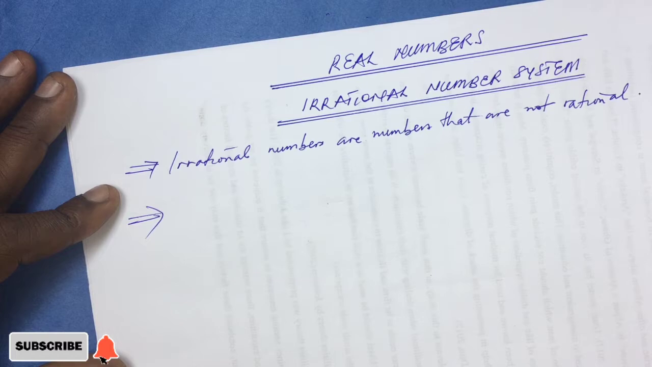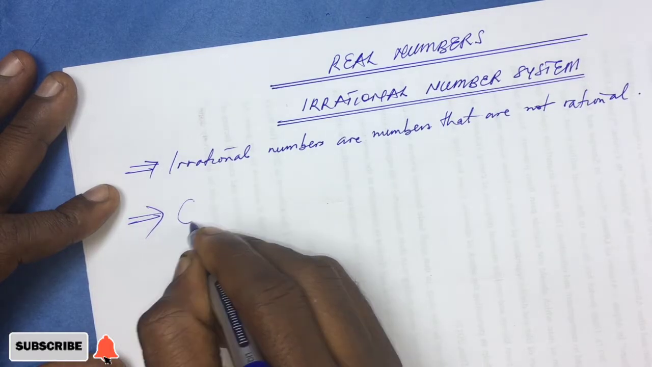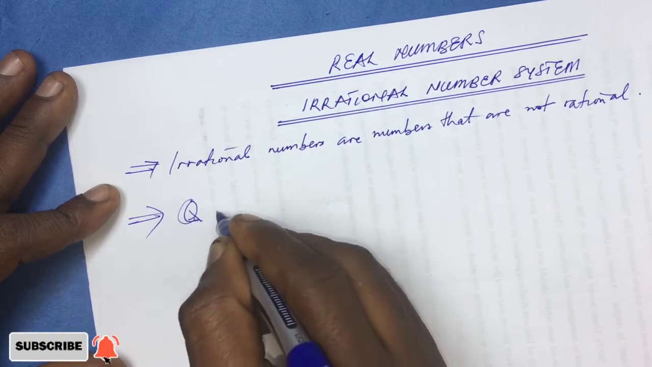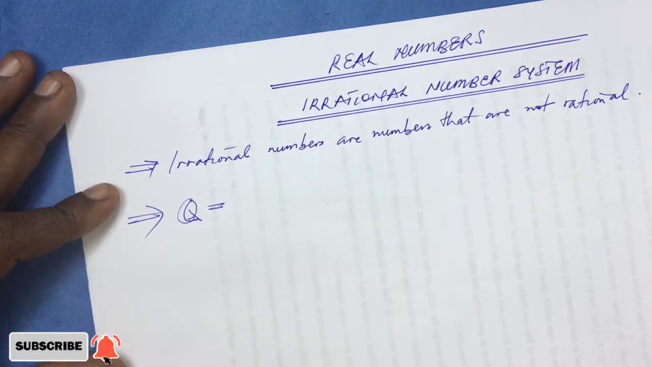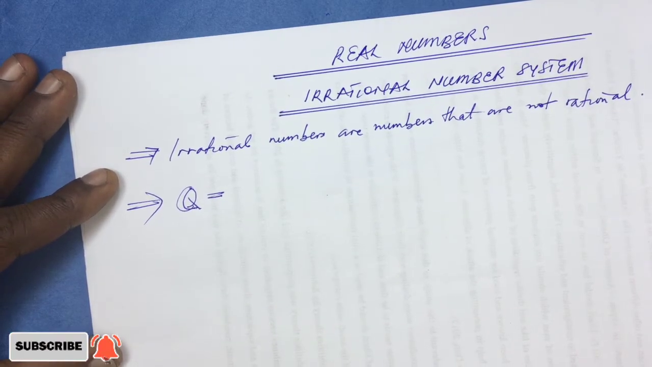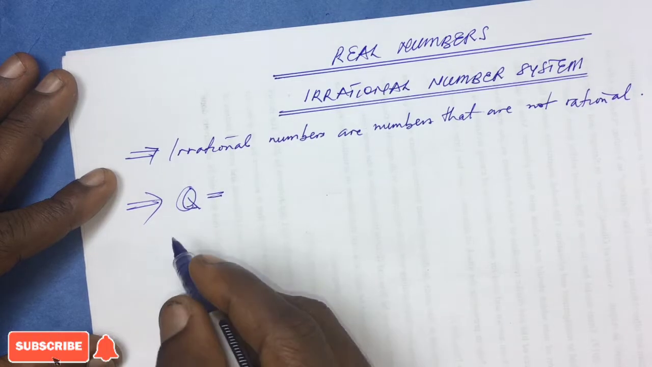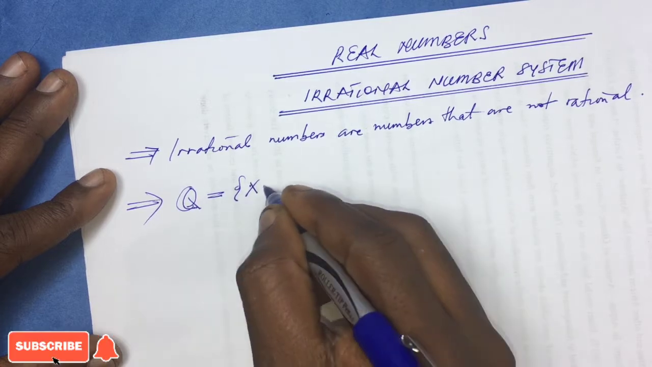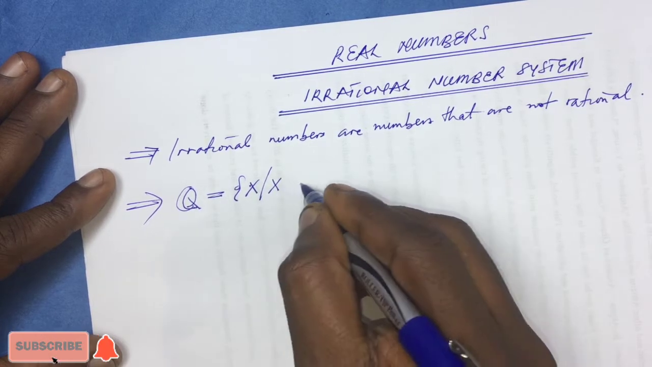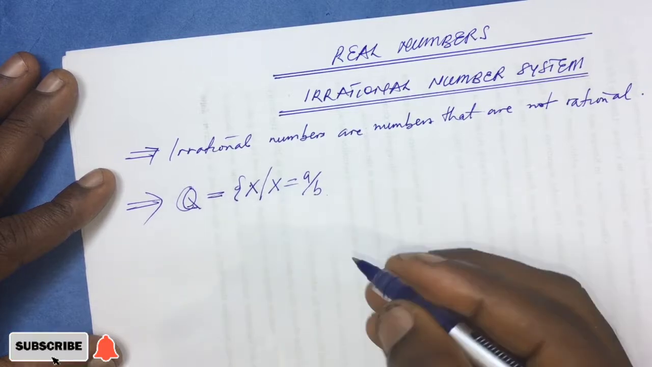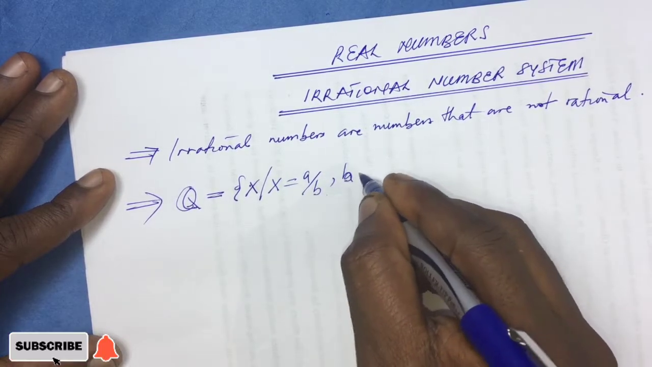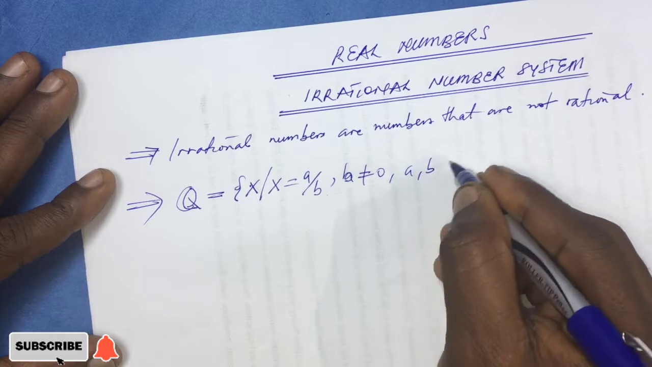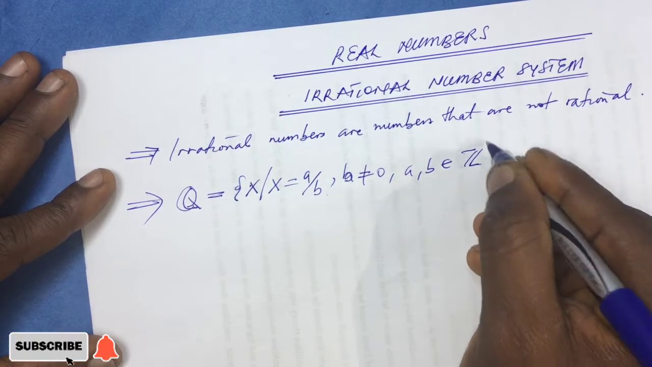That brings me to the second statement. If you remember, we used this type of Q to represent the rational number system in our video on rational numbers. So please go back and watch our video on rational numbers. We defined the rational number system as the set of all x such that x can be expressed as a over b, and b is not equal to 0, where a and b are members of Z, the integer number system.